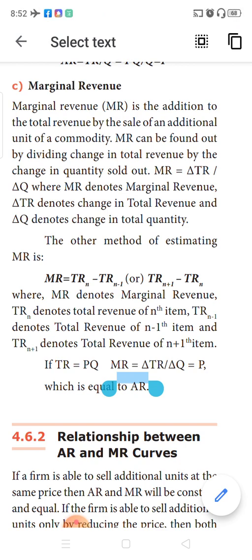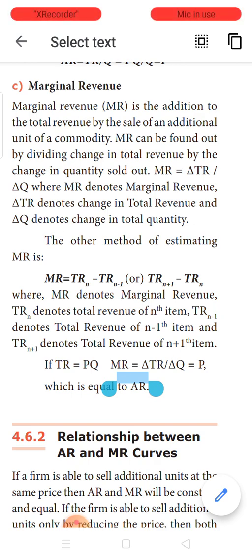And MR can be found by using two formulas. One is, what is change in TR? Delta TR, the change in TR, divided by change in Q. Change in Q is always 1 only here, because it is the addition made to TR when one extra unit is sold. What is the difference between the 7th and 6th unit? 1. So change in Q is always 1. Change in TR is the difference between the previous TR and the subsequent TR. That's all. So delta TR represents change in total revenue. Delta Q represents change in total quantity.